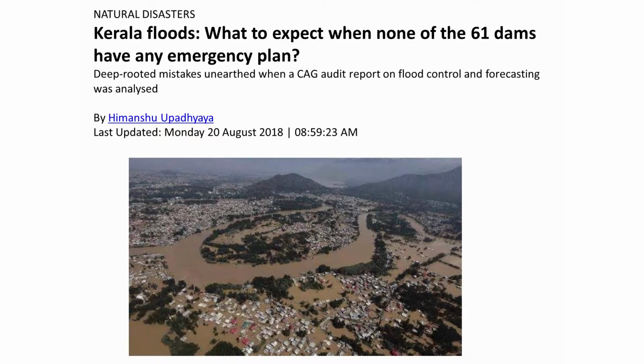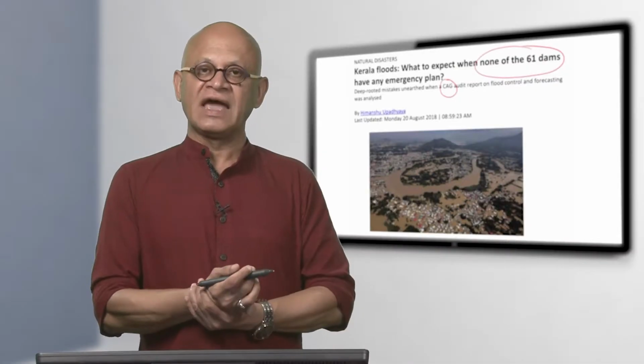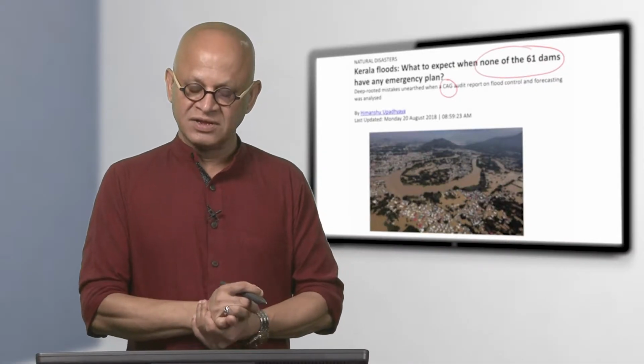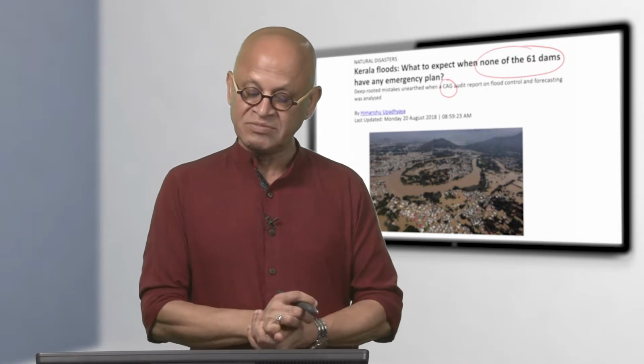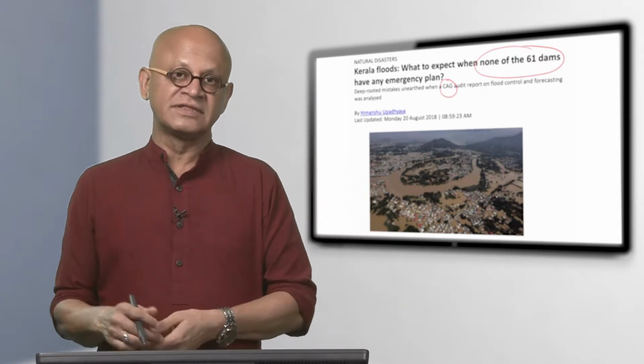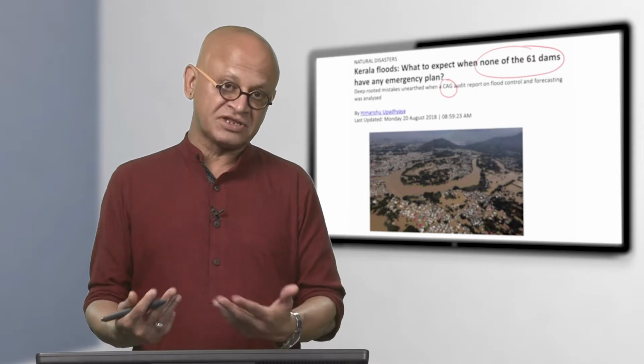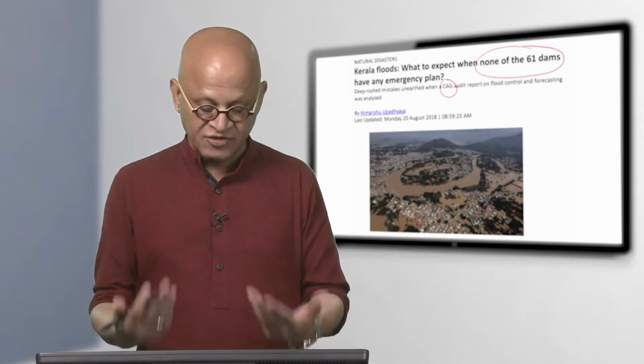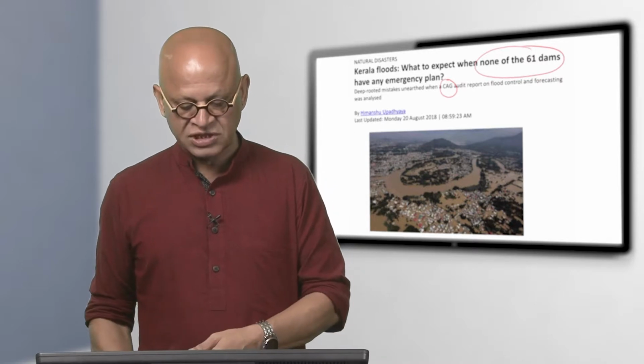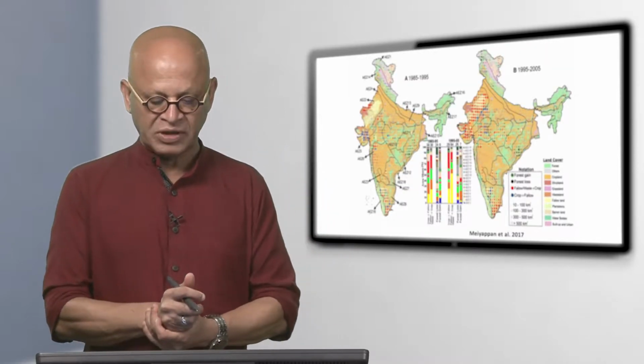So, this is what I already mentioned. Lots of reports point this out: just last year, in 2017, the Comptroller and Auditor General put out a report saying that none of the 61 dams have any emergency plans. That is not to blame someone, but to say they haven't been made aware of these changes in extremes and the changes in vegetation and so on. So, these things obviously have to happen.